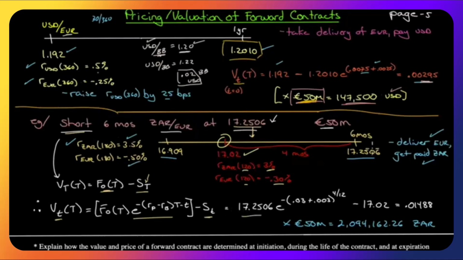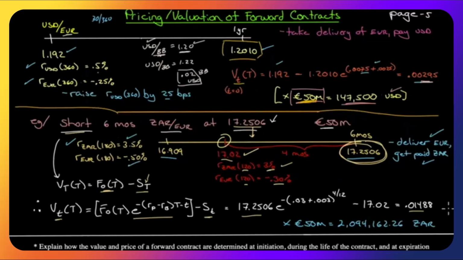17.2506, that's the contract price. That cannot change. That's a done deal. You can't mess around with that. Let's discount it back for these 4 months. It is going to be RP minus RB in the numerator. And we have a negative because we're discounting, right? What's RP? RP, we're told now, is 3%. RB, the base, we're told is 0.3%. It's negative, so we add it. And it's for 4 months, so there is our T, 4 over 12, minus the 17.02, which we can observe. We get 0.01488. Interpret that. What does that mean?